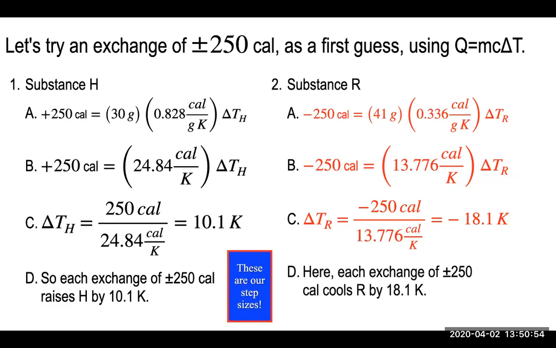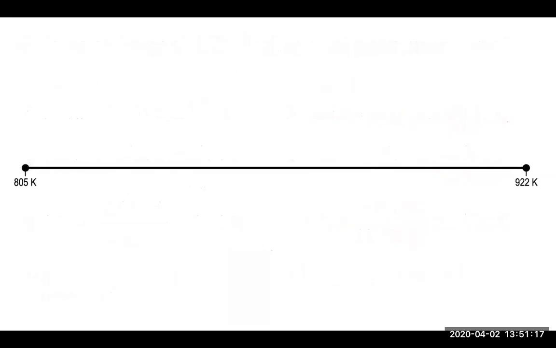So these are the two step sizes. We're going to step downward from 922 in steps of 18.1 Kelvin. And from 805, we're going to step upward by 10.1 Kelvin. Right now, let me go to the next page and show you what I mean.